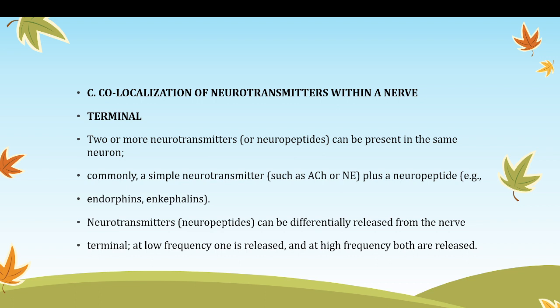Two or more neurotransmitters or neuropeptides can be present in the same neuron. Commonly, a simple neurotransmitter such as ACh or norepinephrine plus a neuropeptide, for example endorphins, enkephalins, etc. Neuropeptides can be differentially released from the nerve terminus. At a low frequency one is released; at a high frequency, both are released.